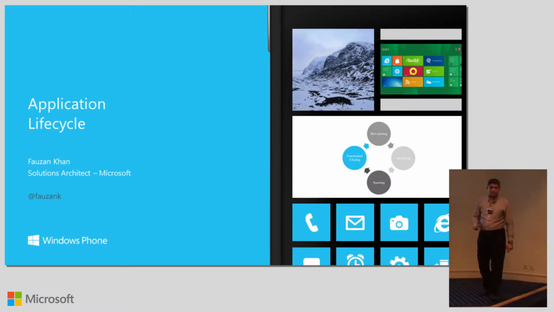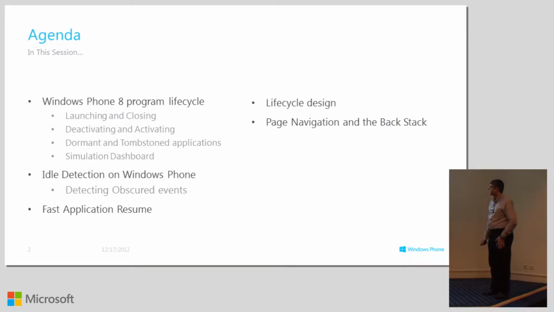So in this session we're going to talk about the application lifecycle, how your phone application lives within the phone's ecosystem. If you look at the Windows Phone 8 application, it has certain stages that it goes through, and we'll look at those, right? And in those stages, you have events that are fired, and you can take action on those events, right?